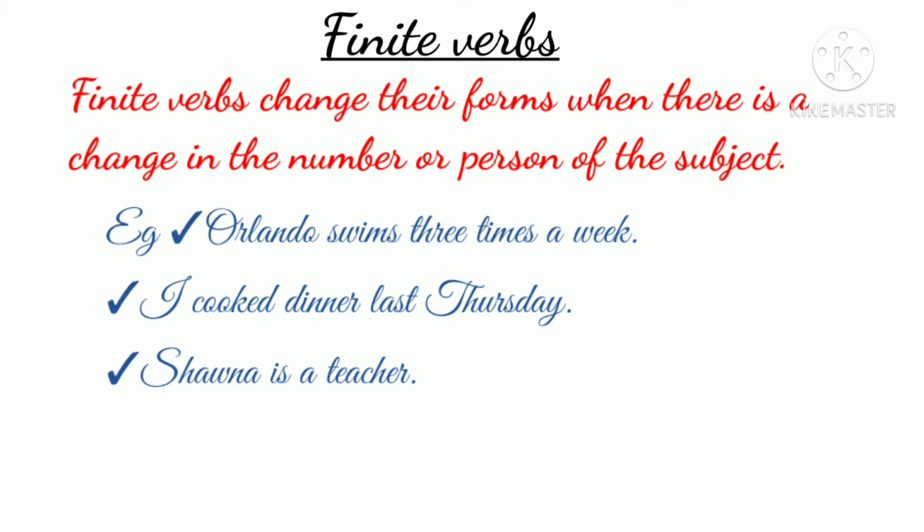Some examples of finite verbs are: I cooked dinner last Thursday. Shavana is a teacher. Orlando swims 3 times a week. In these sentences, Orlando, I, and Shavana are the subjects, and swims, cooked, and is are finite verbs. The sentence depends on the finite verb. A finite verb can be an action verb or a helping verb.